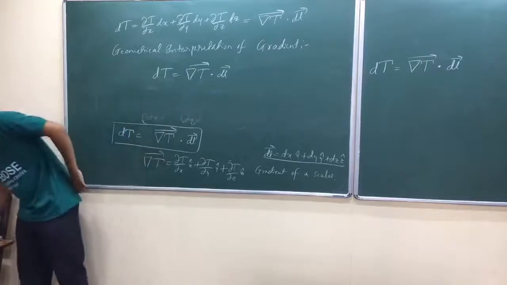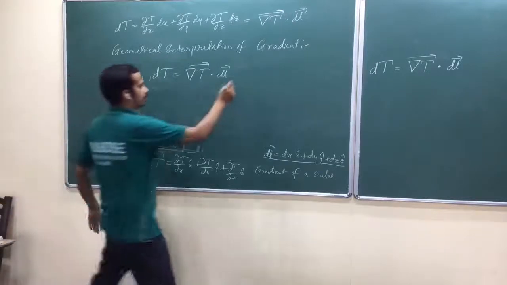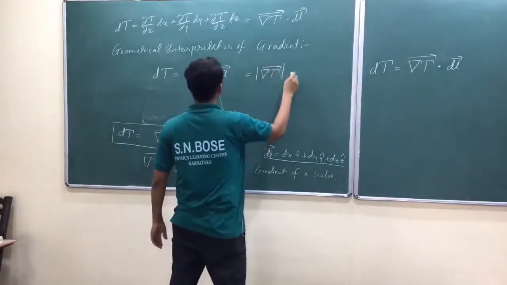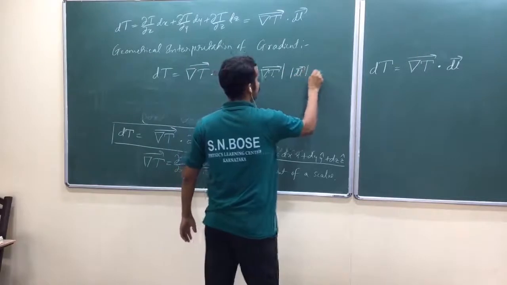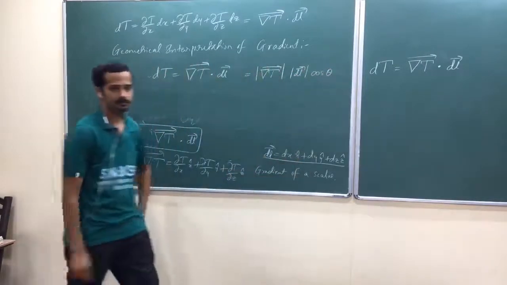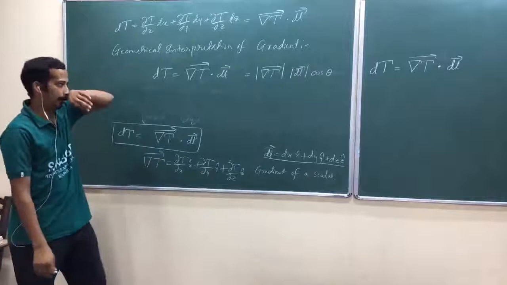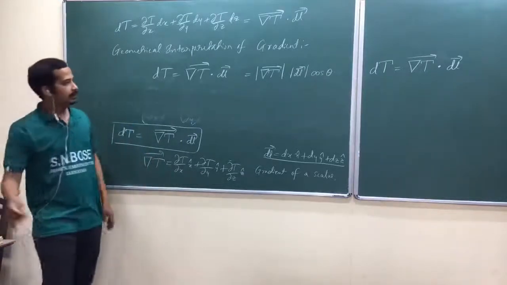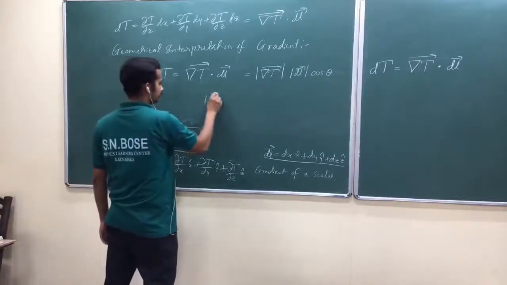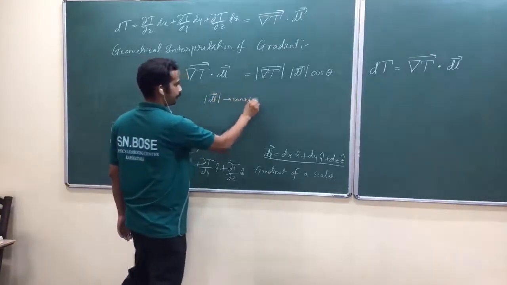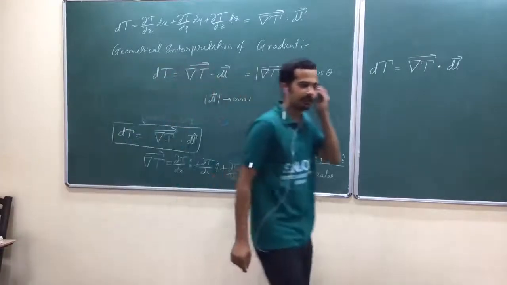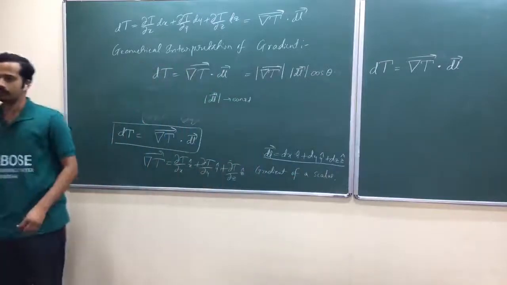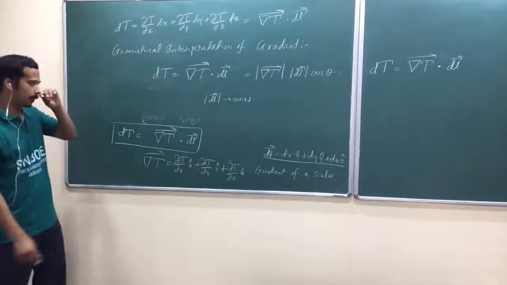Now look at here. So can I write this one as mod del T? Del T is a vector. Am I right? Mod del T mod dl into cos of the angle between them. Isn't it? Cos of the angle between them. Now let me take this dl constant. Usually infinitely small displacement, we will not make it variable usually.